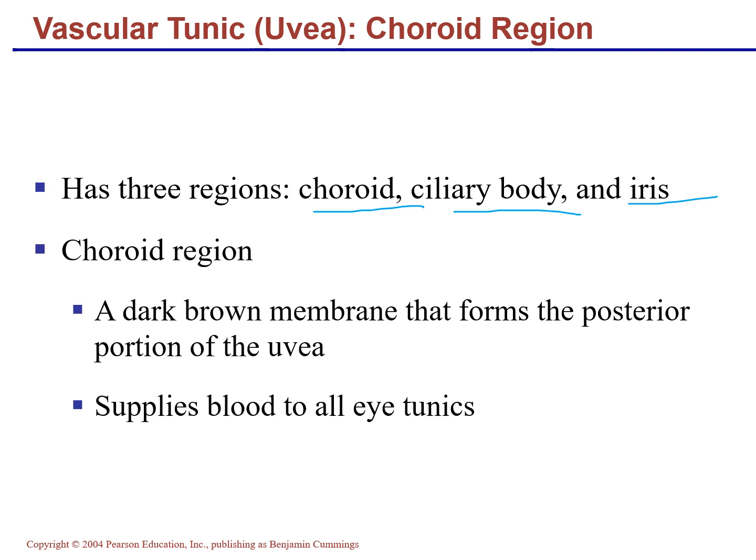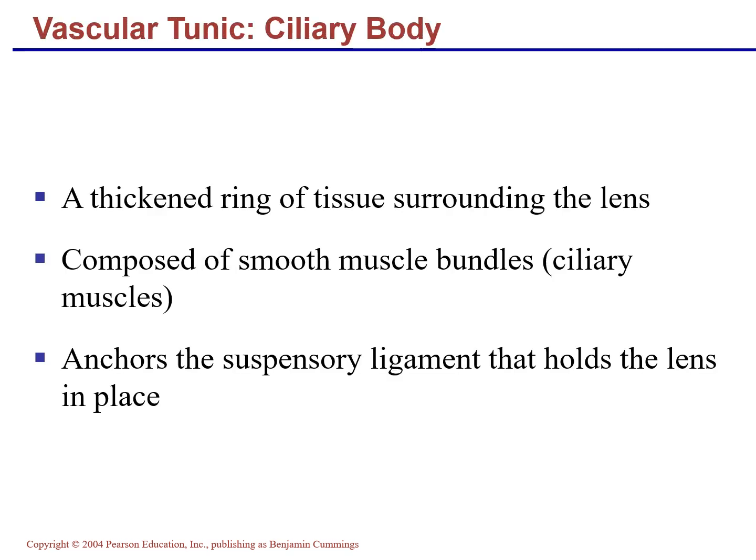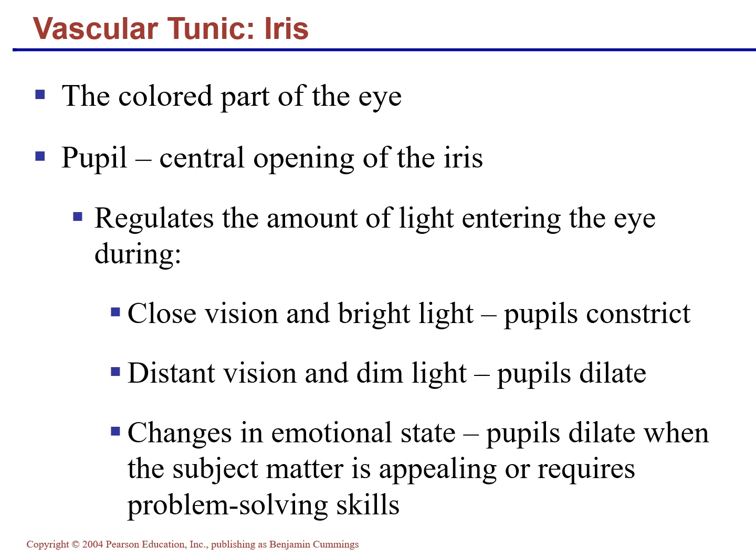So if the ciliary body is involved, it's helping light transfer from the cornea into the back of the eye. If the iris is involved, it is dilating or constricting that pupil, and it also supplies blood to all the eye tunics. The ciliary body itself is a thickened ring of smooth muscle bundles that helps hold the lens in place. That's very important. Iris is the colored part of the eye. The pupil is the central opening of the iris, so the black part of the eye.